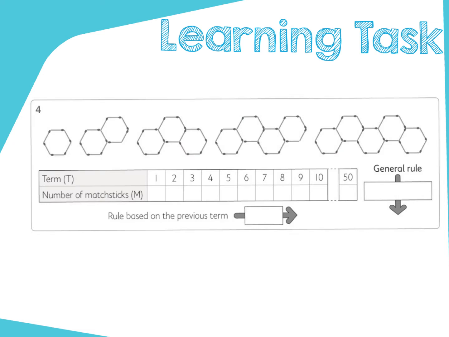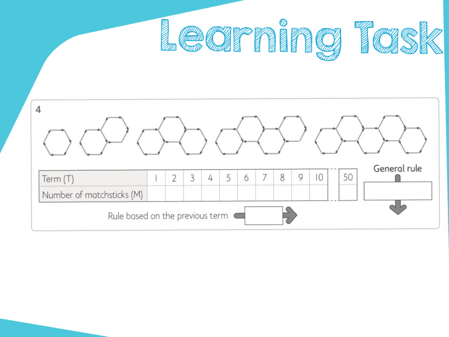Okay, this concept's a little bit tricky. So this is looking at patterns, but looking at a general rule. So we're going to figure out what the patterns are, but we're also going to figure out a general rule so that if we want to do the 500th term, the T, we'd be able to tell how many matchsticks we need. So let's have a look at what we're talking about here.